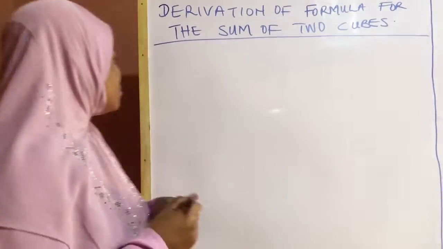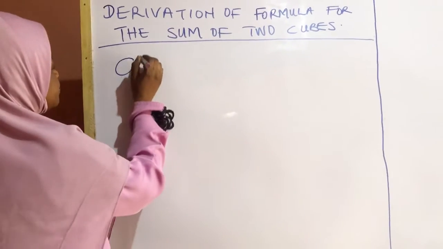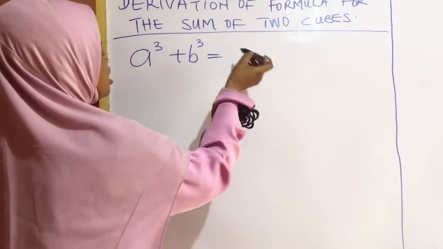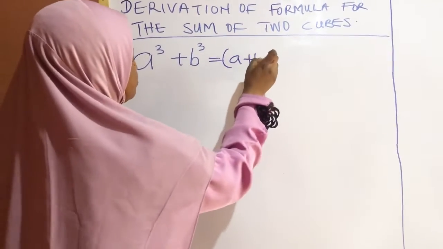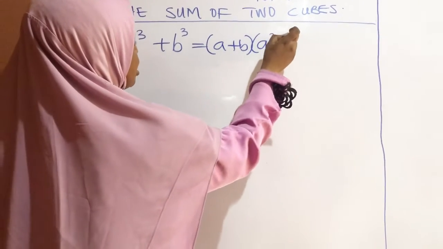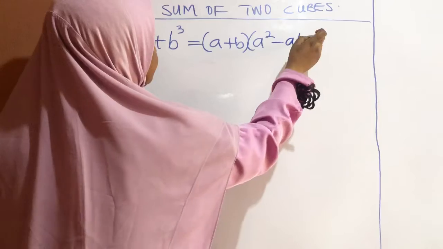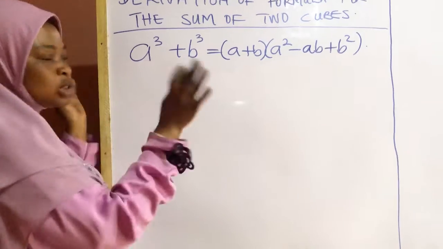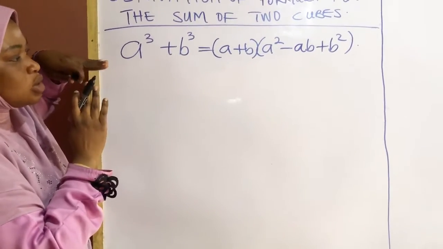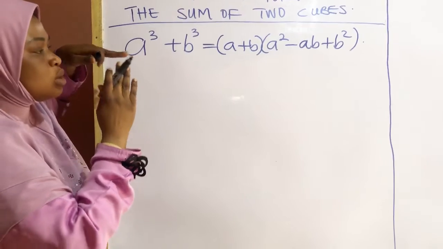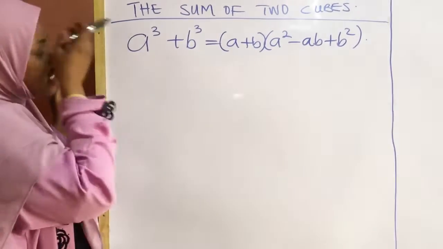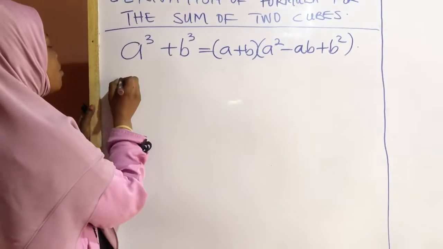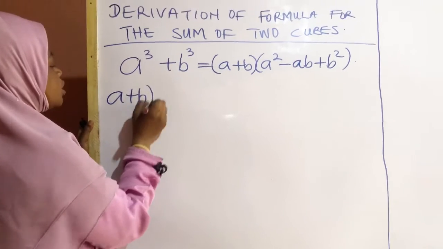So follow me. If you have a cubed plus b cubed, we know that it's usually a plus b multiplied by a squared minus ab, then plus b squared. But for me, I don't like students to memorize formula. I usually want them to know how it was derived. So that is why I want to do that today. If you want to derive this formula, you derive it from a plus b cubed.